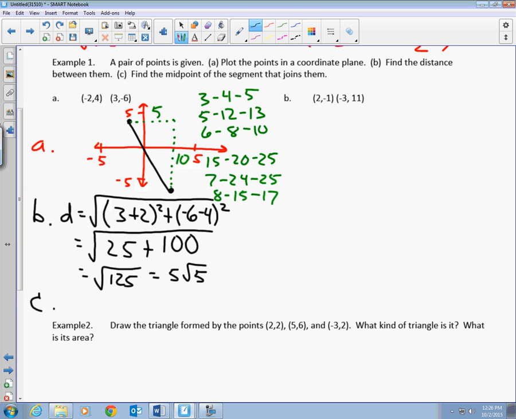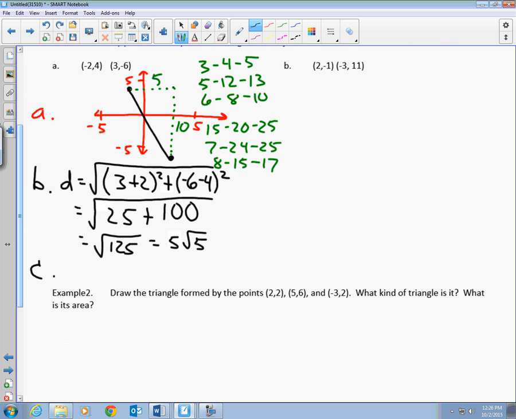It says find the midpoint. Midpoint, middle, is just the average. So I just find the average of them. What's the average of negative 2 and 3? Well, we add and divide by 2. So what's negative 2 plus 3? 1, divided by 2 is a half. Average of 4 and negative 6: 4 plus negative 6, divided by 2. So the coordinate is one half, negative 1. And if you look at my drawing, it would appear that about one half, negative 1 would be about the midpoint.